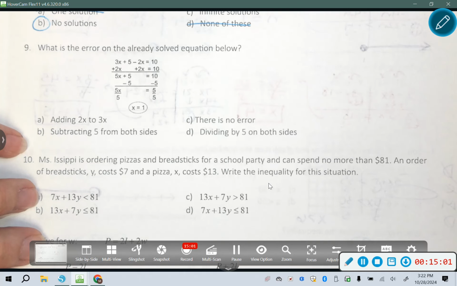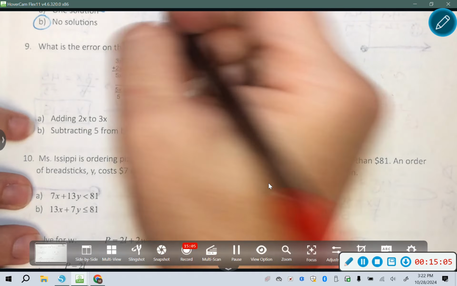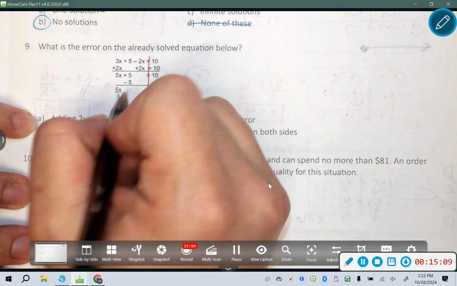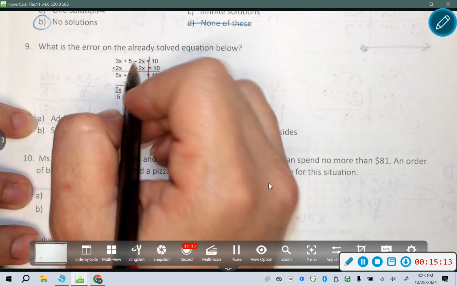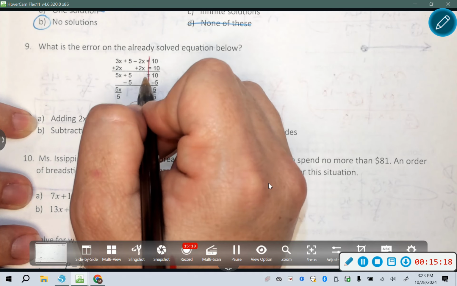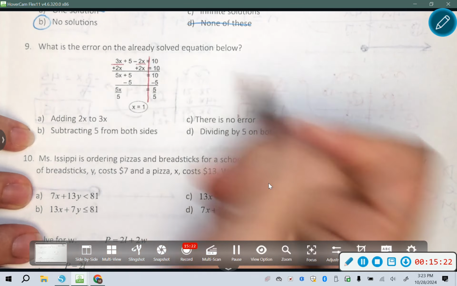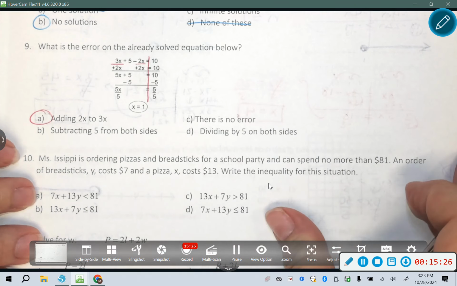Okay, look at number 9. It says, what is the error on the already solved problem below? I know it's hard to tell when it's not your work, but I want you to realize the first thing they did was add 2x to both of these x's. Well, I want you to realize you don't do opposite unless you move it to the opposite side. Did they move it to the opposite side? No. So they should have done 3x minus 2x, but instead they added. So adding 2x to 3x is where their mistake is.